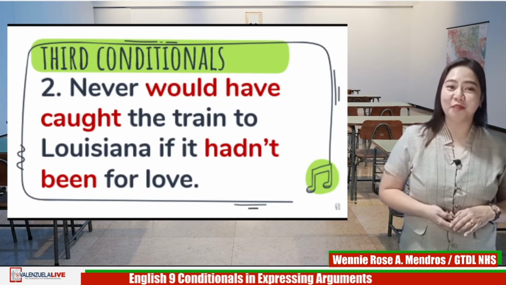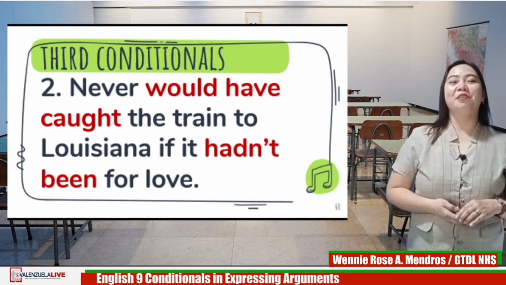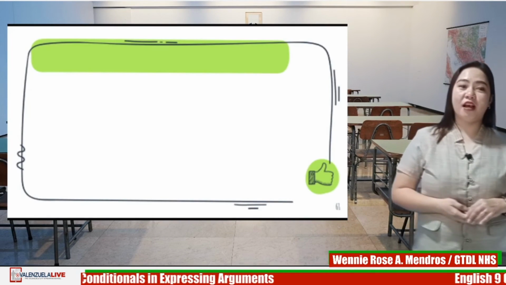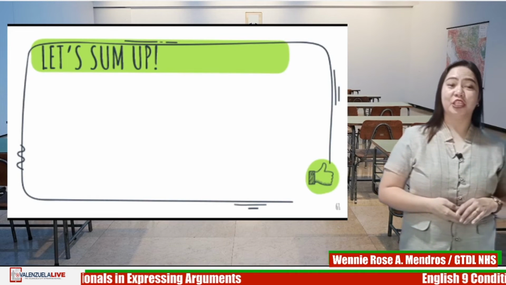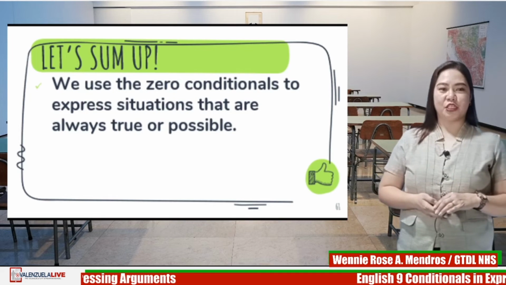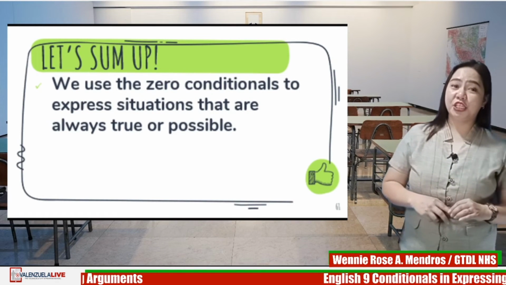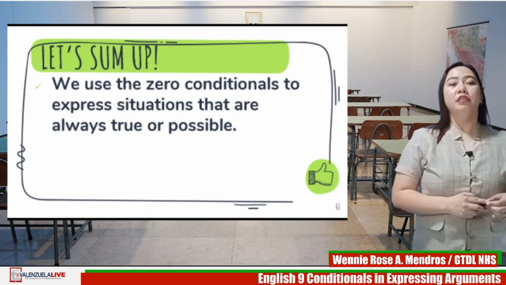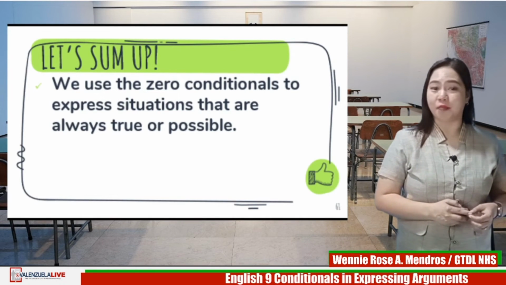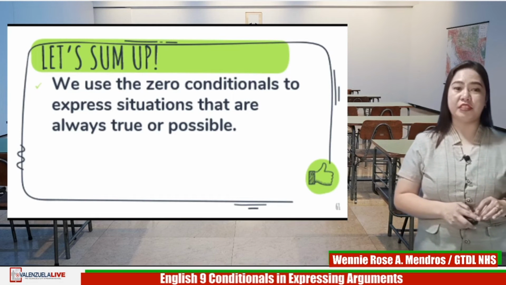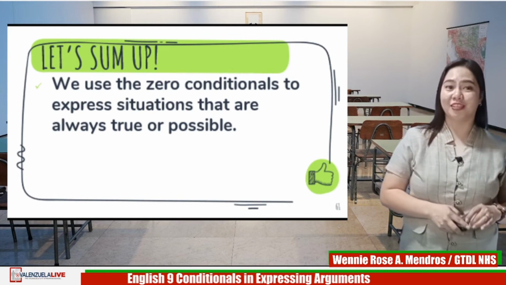Were you able to get them all correctly? Great, I know you can. To sum up, there are four types of conditional sentences. Zero conditional, first conditional, second conditional, and the third conditional. We use the zero conditionals to express situations that are always true or possible. Zero conditionals do not have maybes and possibilities in them. Take note on the use of the simple present tense of verbs in both clauses.